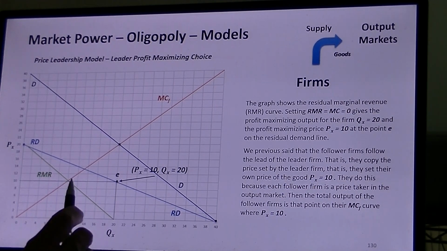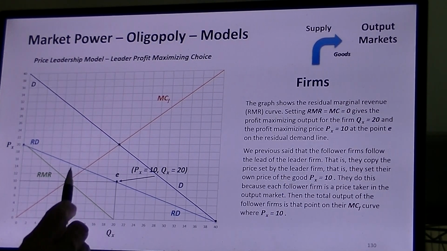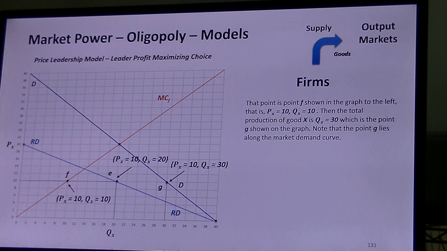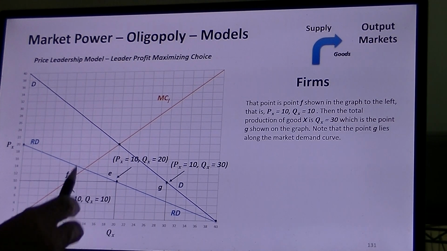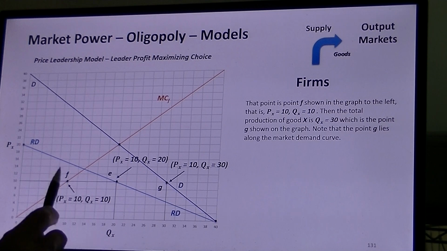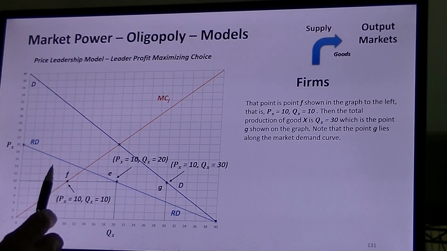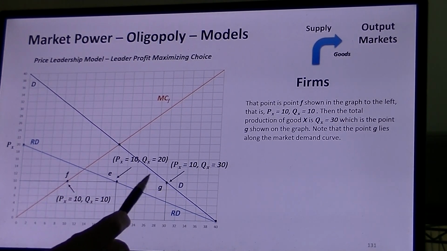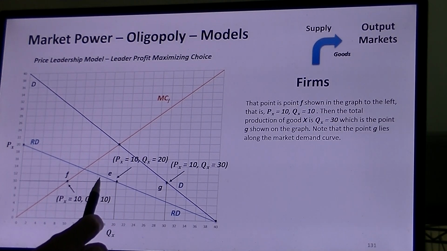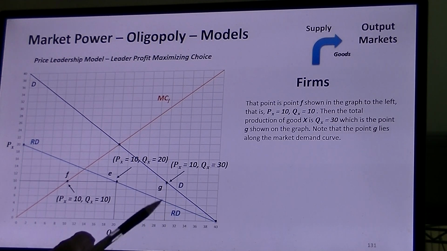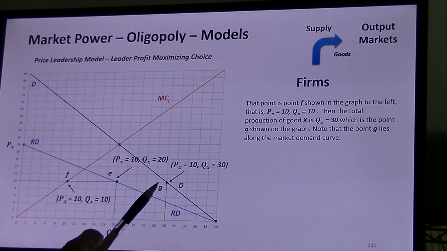You can see here they're going to earn zero profit. So they earn zero economic profit. I think I said earlier that they earn positive, but actually the outcome of this market model is that they earn zero profit. So they take the rest of the market. So the total production of the good is 30. So the total output is 30 at a price of 10.